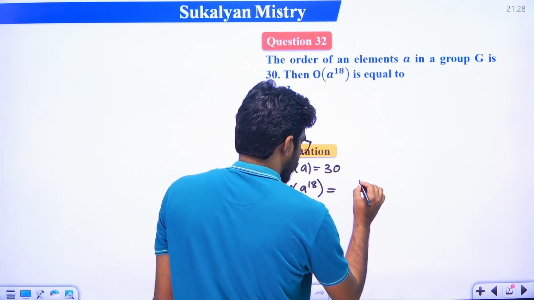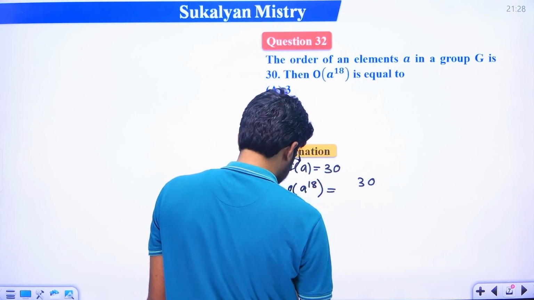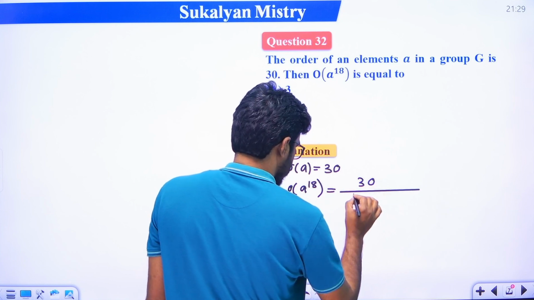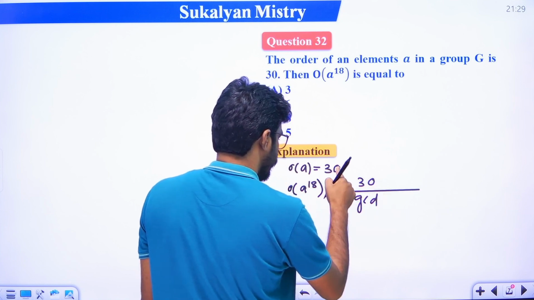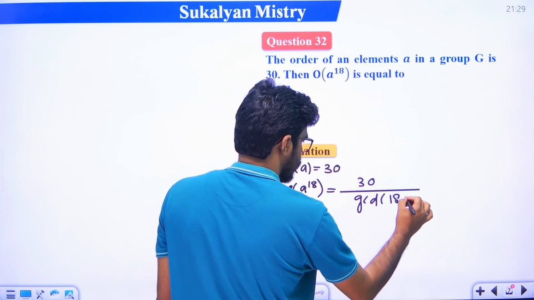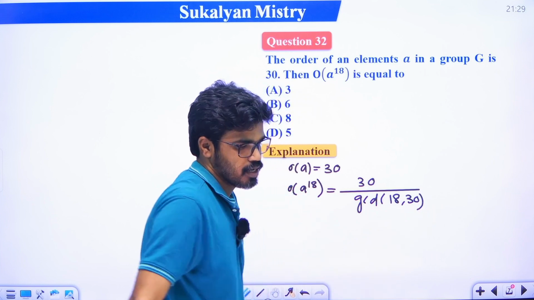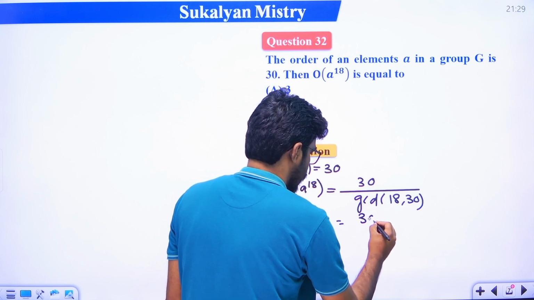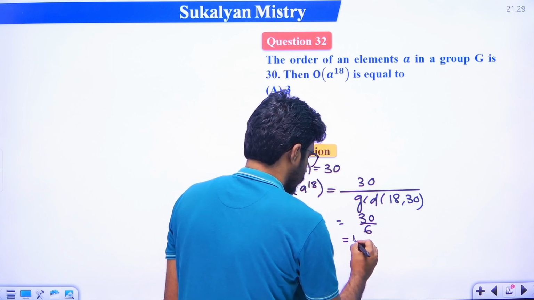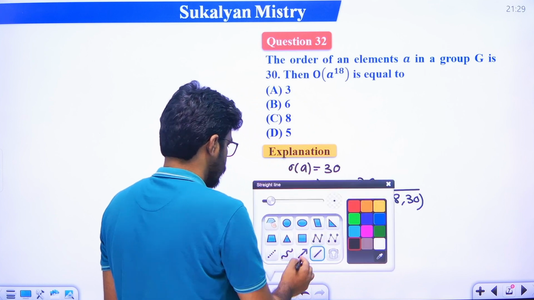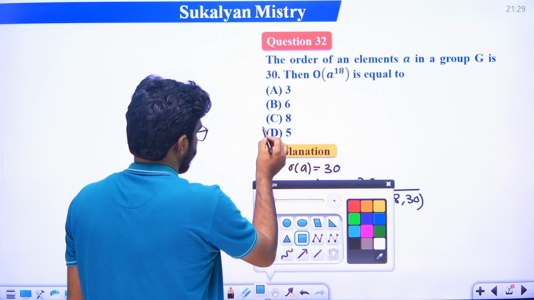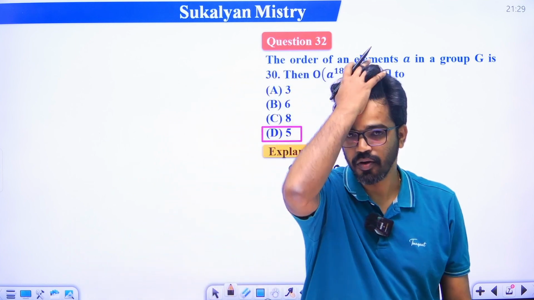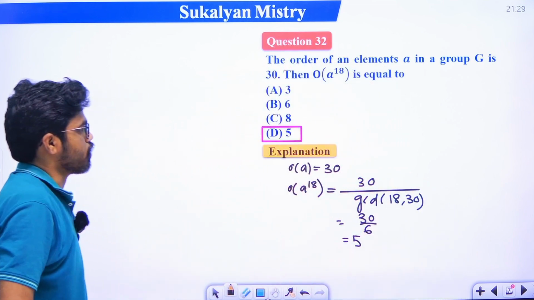So here m is 30, that is 30 divided by GCD of m comma k, that is 18 comma 30. Okay, what will be the GCD of 18 and 30? It will be 6, that is 30 by 6, that is 5. So which option is correct? Option D is the correct answer. Okay, clear? Very easy. Okay, so next problem.